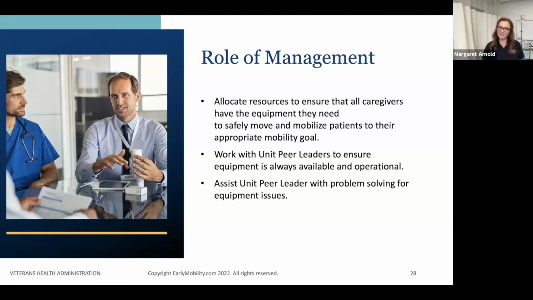The role of management is to allocate resources to ensure all caregivers have the equipment they need to safely move and mobilize their patients to the appropriate mobility goal. Work with your unit peer leaders to ensure equipment is always available and operational. And finally, assist unit peer leaders with problem solving for equipment issues.